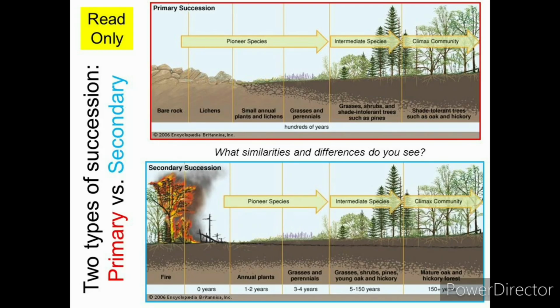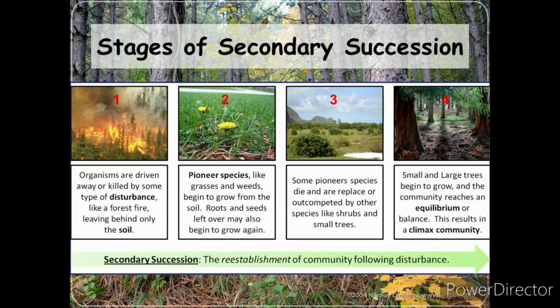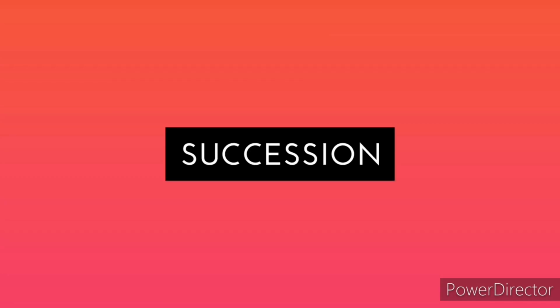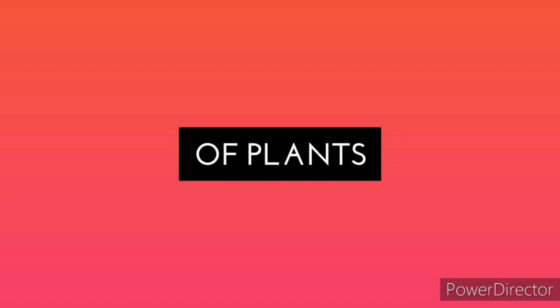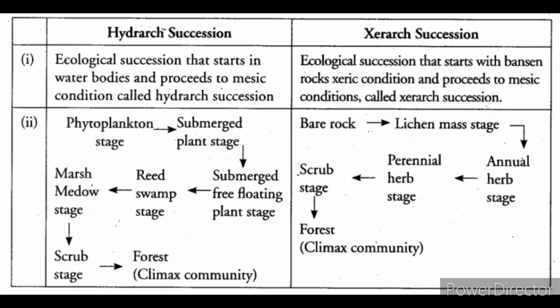Since soil is already present, the succession rate is much faster and therefore the climax community is attained sooner. Succession always proceeds towards the mesic community. And the next topic is succession of plants. There are two types of succession of plants.